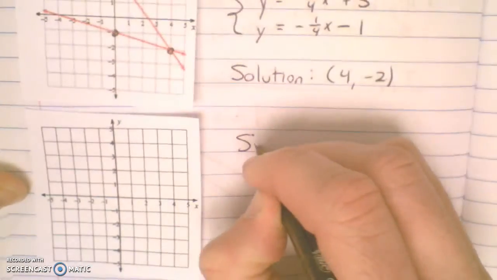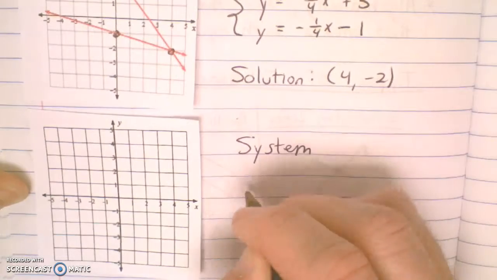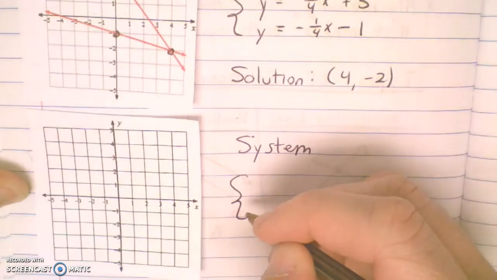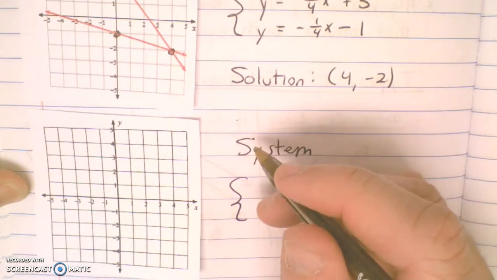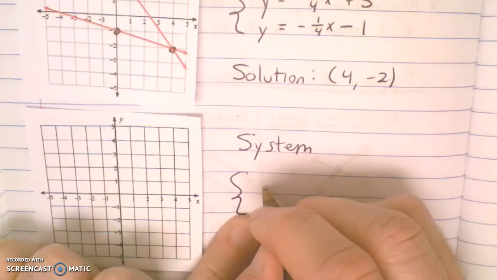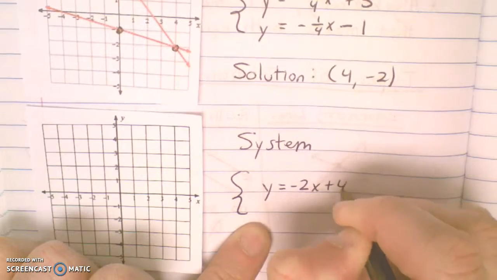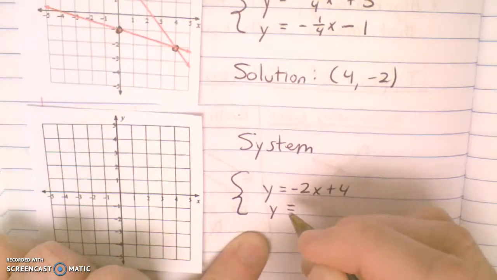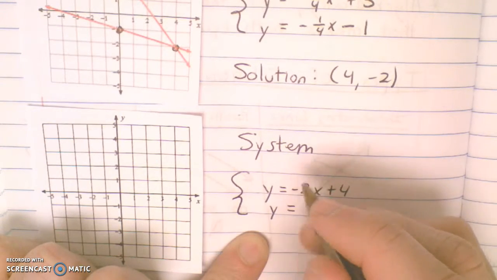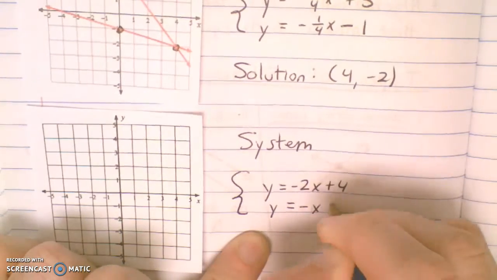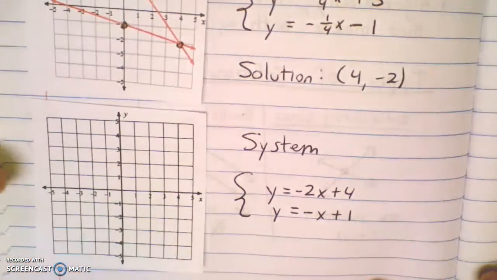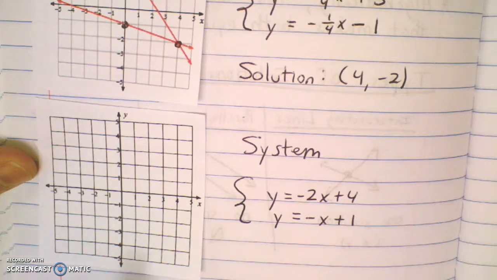So the system, there are two equations here. y equals negative 2x plus 4, and y equals negative x plus 1. So in order to find the solution, I have to graph both lines.